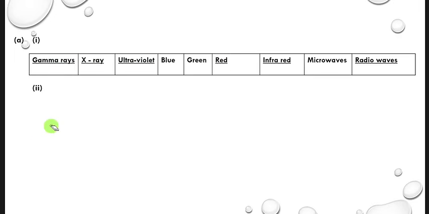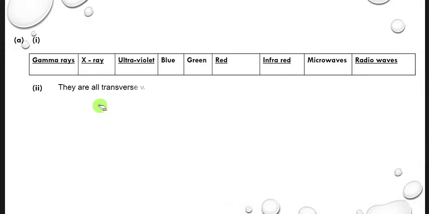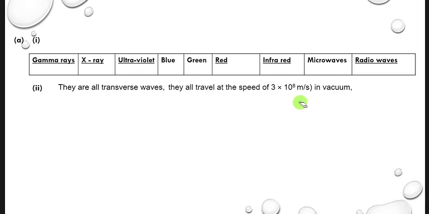Then 2, they said state 2 properties common to all members of the electromagnetic spectrum. So they want 2, but there were many. I gave this 1, they are all transverse waves. So these are all transverse waves, that is one of them. Then 2, they all travel at the speed of 3 times 10 to the power 8 meters per second in vacuum. So they all travel at the same speed in vacuum, in short.